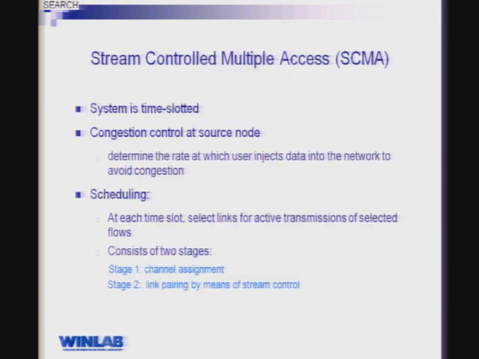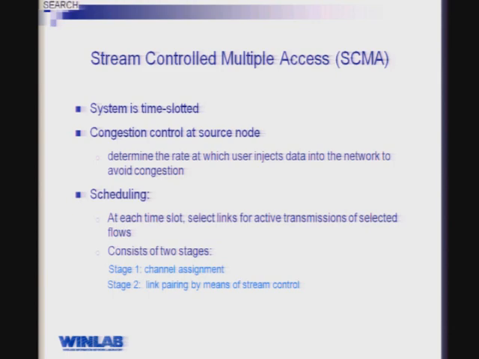So now we propose a heuristic scheduling algorithm called stream controlled multiple access, SCMA, for time slotted wireless mesh networks. We incorporate a congestion control component at the source node, which determines the rate at which the user injects data into the network to avoid congestion. The main part of SCMA is the scheduling, which is responsible for selecting links for active transmissions of selected flows. Scheduling consists of two stages. The first stage is channel assignment, and the second stage is link pairing by taking advantage of stream control.